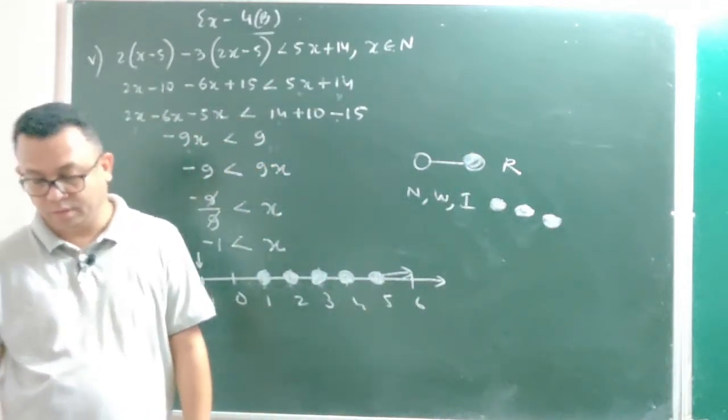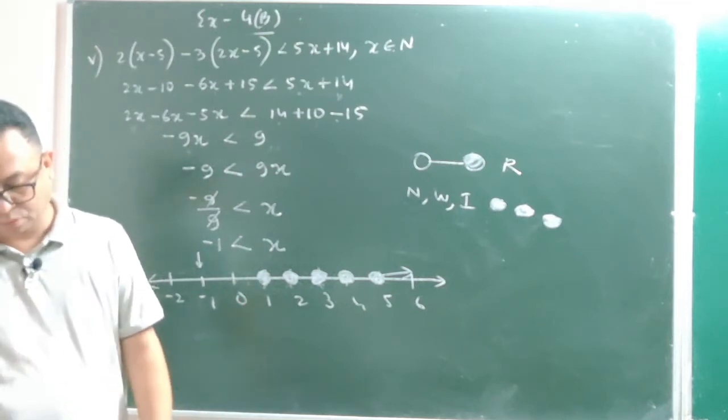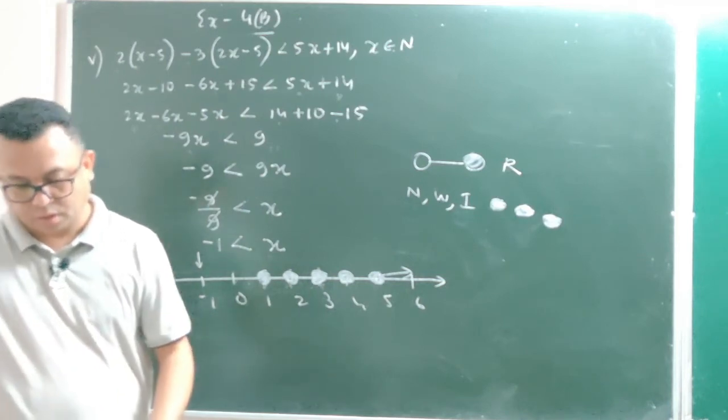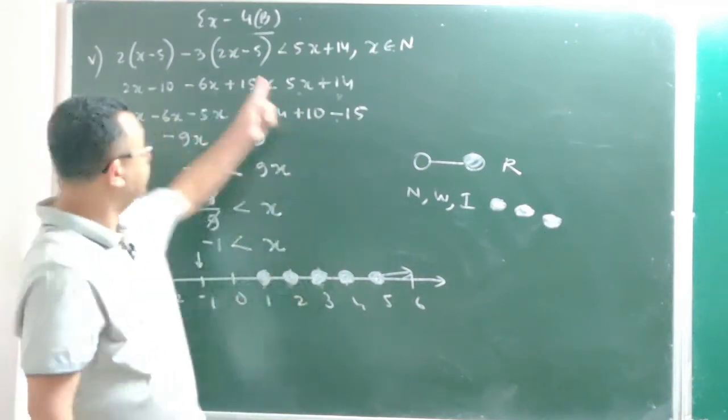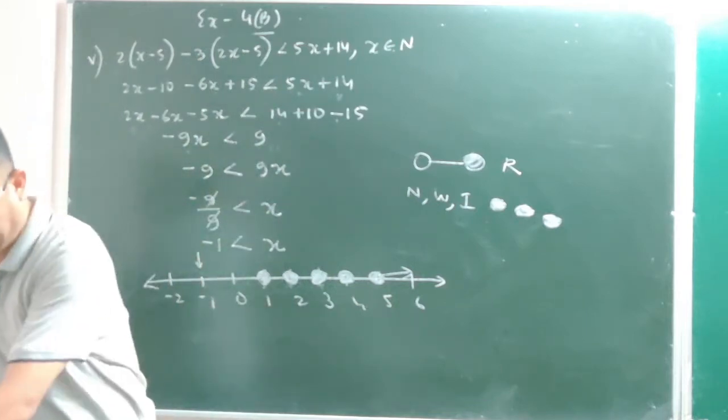Okay, now let's go to the next type of question. Even though, as I said already, till question number 2 you have a single inequation sign, at number 3 you have a double inequation sign.